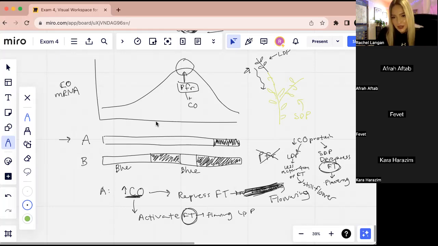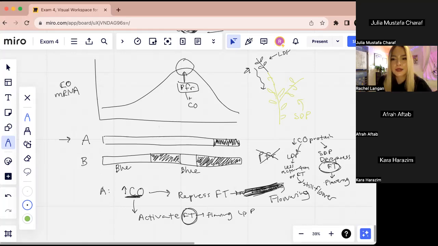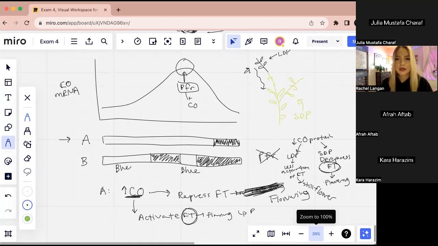So they did these grafting experiments usually to investigate whether these molecules involved could travel. And so when they did the grafting and saw these responses, they knew that FT was moving around. Yeah, question.